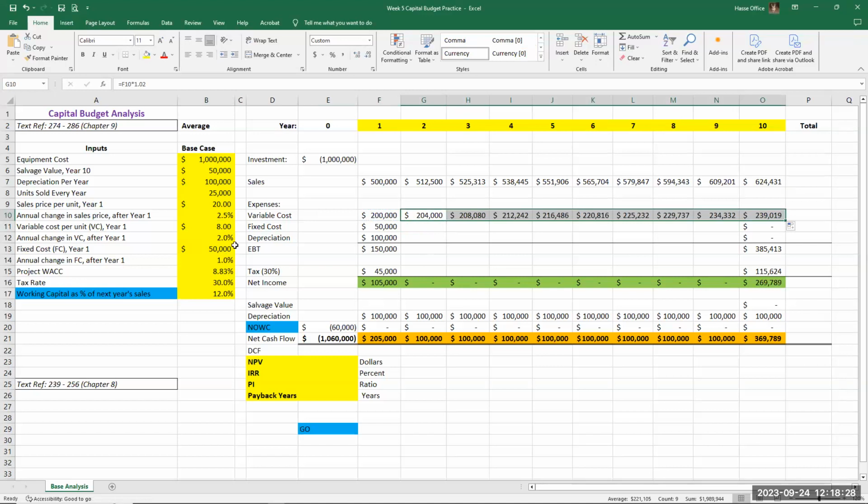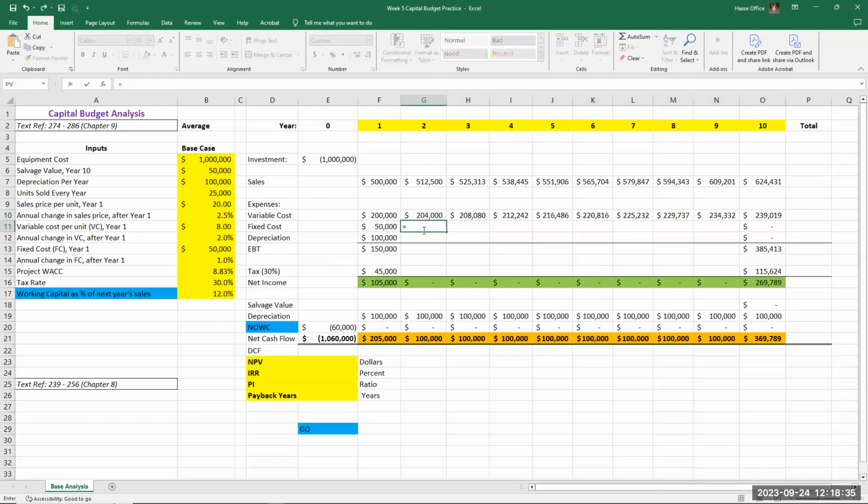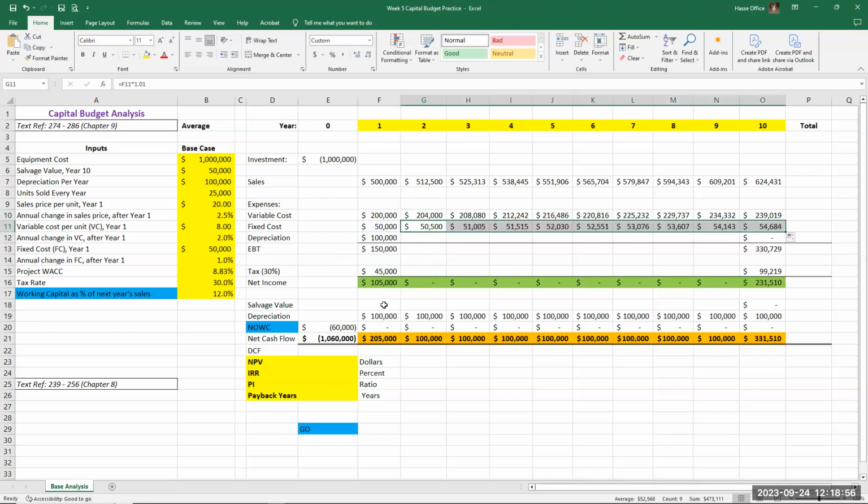Fixed cost is a flat amount, not based on output or volume, just a flat 50,000, but it does inflate at 1% a year, times 1.01. Oops, back there. Times 1.01. And there's a 1% increase, and that's going to slide all the way to year 10. And there's my total fixed expenses inflating at 1% a year.